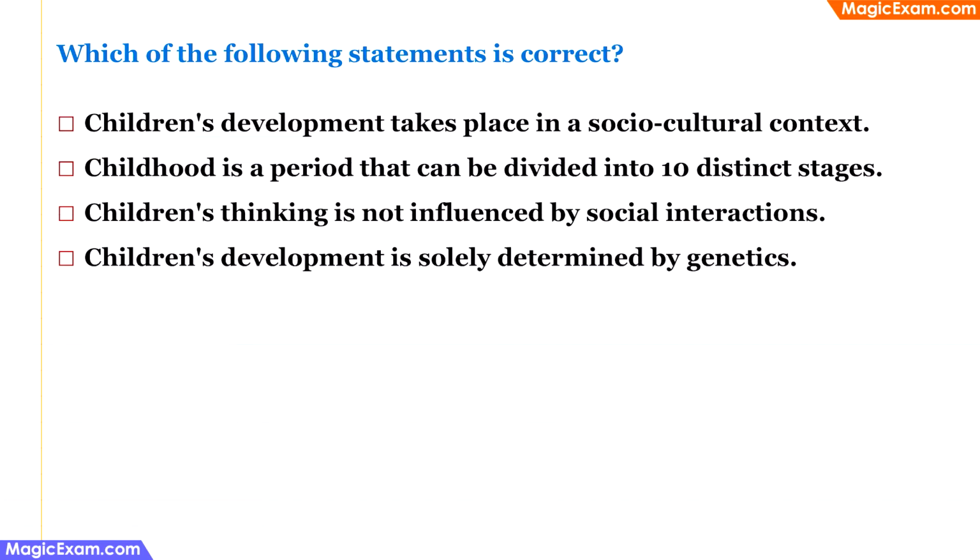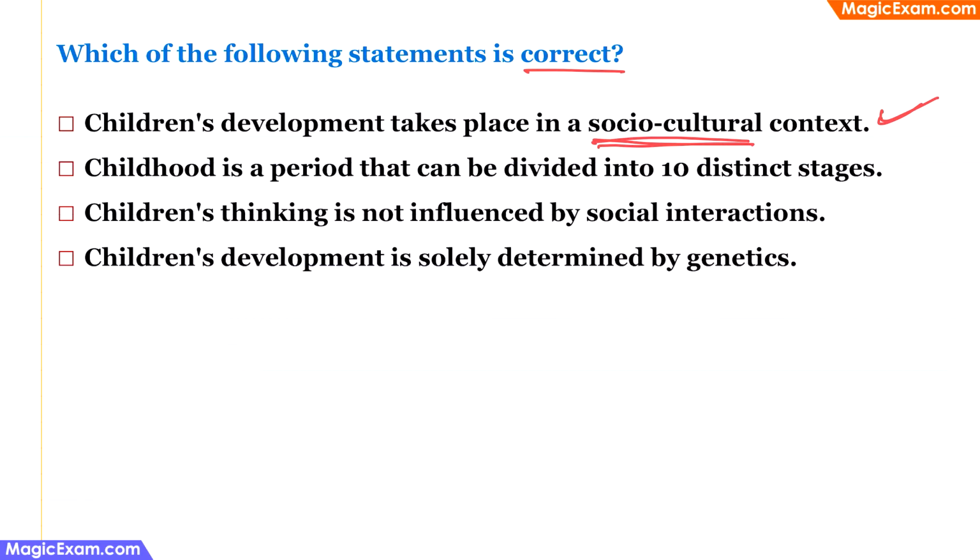Which of the following statements is correct? Now, the child's development takes place in a socio-cultural context. Now, this is a correct statement because the child develops and grows and learns things from the society around him or her and from the cultural aspects that he or she learns from his or her family, his or her community. Therefore, the child's development is influenced to a large extent by the socio-cultural context. Therefore, this is a correct statement.